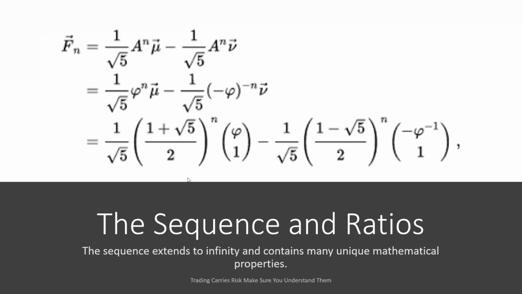Now the sequence extends into infinity and contains many unique mathematical properties. In fact, we can find it in the ratio of your nose to your ears to your mouth. We can find it in the sequence of the shells on a snail. We can find it in all Greek architecture. We can find it in the placement of the stars in the universe.